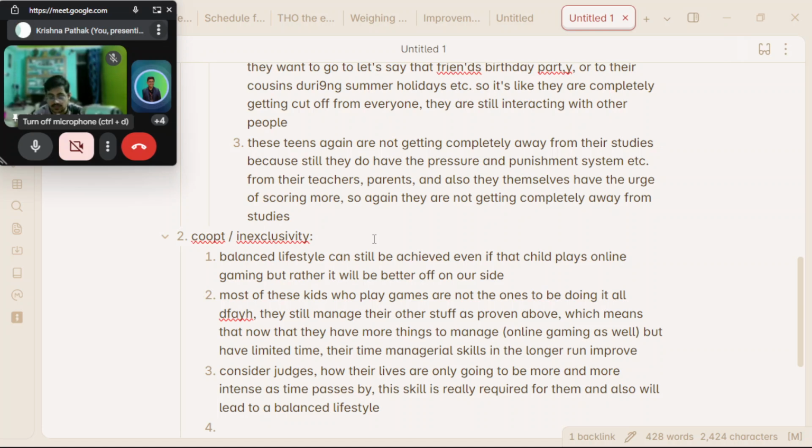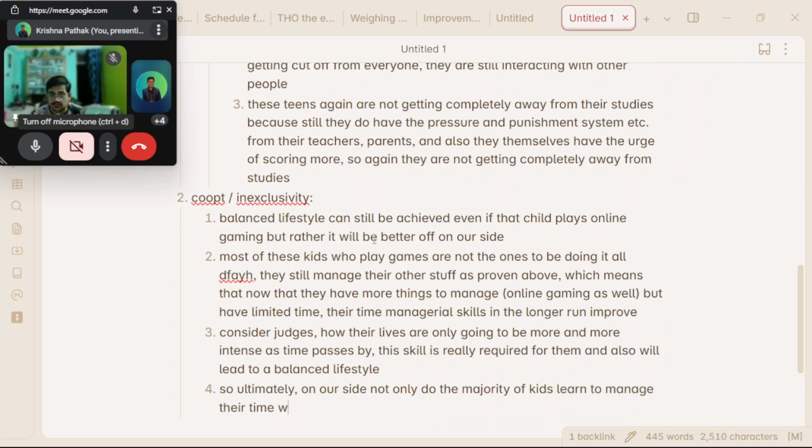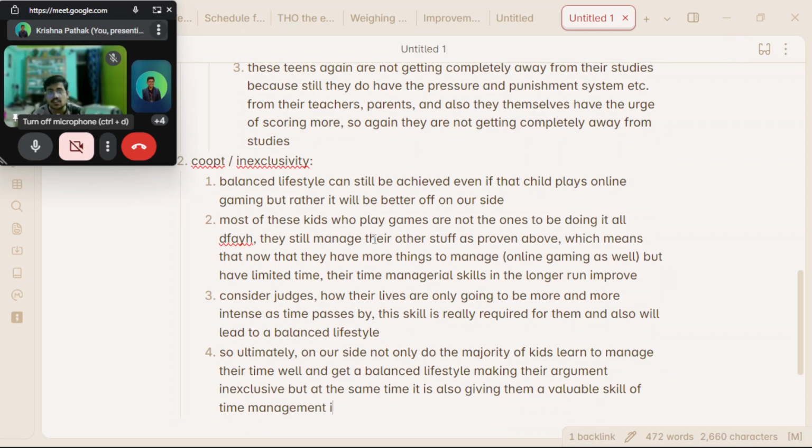So right here what I am saying is that ultimately on our side, not only do the majority of kids learn to manage their time well and get a balanced lifestyle, making their argument inexclusive, but at the same time, it is also giving them a valuable skill of time management, which is way more important for these kids.